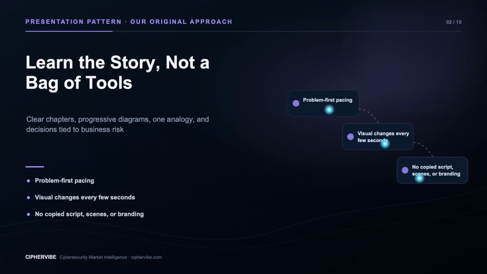Popular beginner technology explainers tend to work because they begin with a concrete problem, introduce one concept at a time, and keep returning to a simple visual model. They use short chapters, large labels, animated arrows, and practical comparisons instead of flooding the screen with text. We will adapt those broad teaching techniques, but every sentence, diagram, visual motif, and example here is original to CipherVibe.